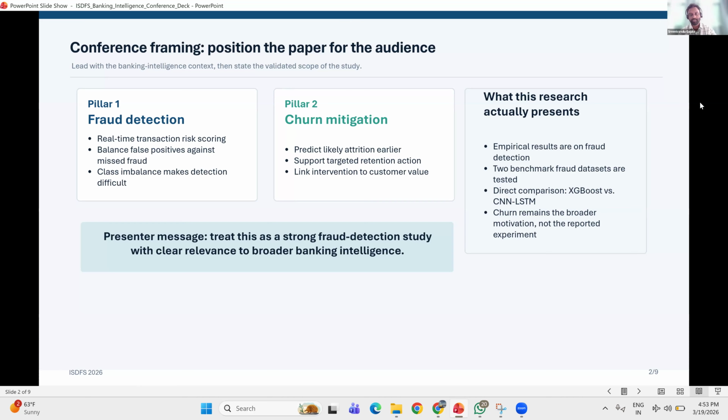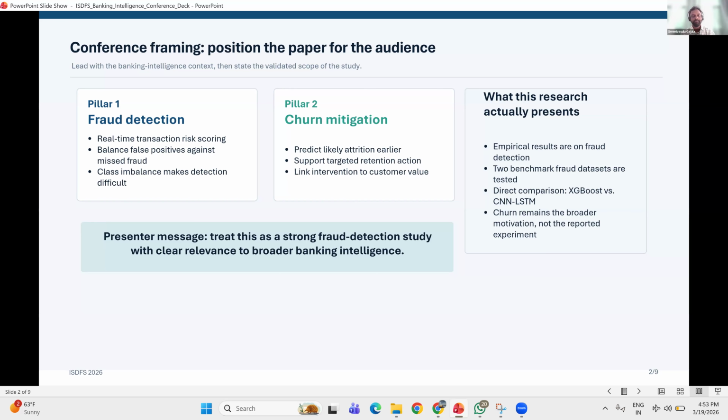So as part of this research presentation, the results are on fraud detection, and as part of this fraud detection, we have two benchmarks. One is the fraud data sets, which are tested with almost real-time data, and another is a direct comparison based on XGBoost versus CNN LSTM models. XGBoost is pretty fast, because of that we considered it as part of my research.